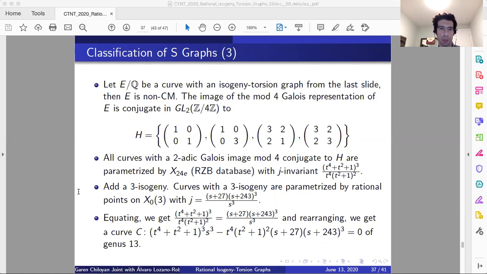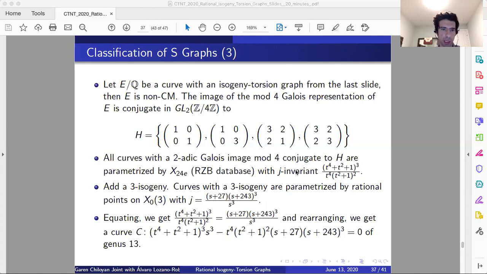So equating and cross multiplying and doing some algebra, we get a curve C cut out by this equation with two variables t and s. This curve has genus 13, but at least with Faltings' theorem, we know that there are finitely many rational points. But what kind of rational points are these? Are these rational points cuspidal or non-cuspidal? What's going on? So we are lazy and hope they are non-cuspidal, so we won't have to put in any more effort in finding elusive rational isogeny-torsion graphs.